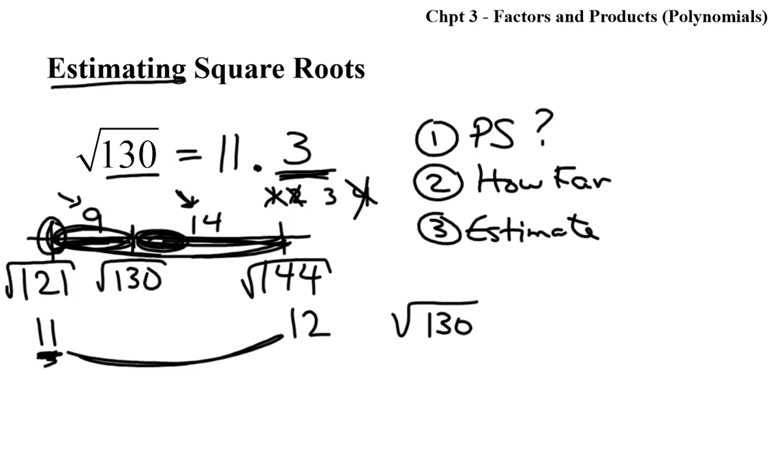Square root of 130 is approximately, an equal sign with a dot means approximately. We are approximately at 11.3. So 11.3 times 11.3 would be very close to 130. So square roots.